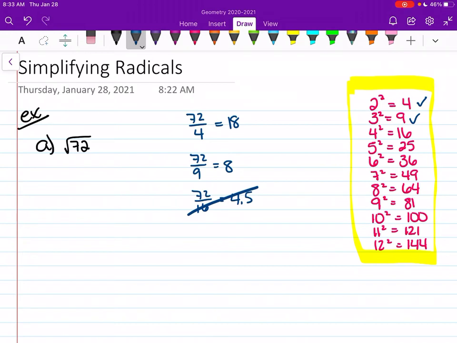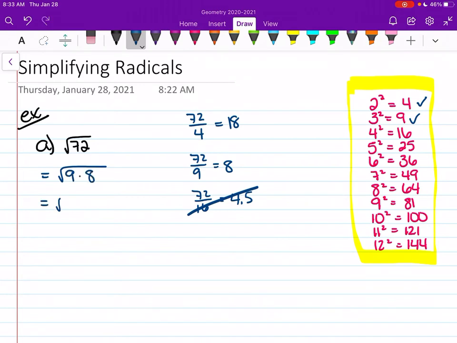So what I'm actually going to do is do this problem two ways. The first way is if we didn't find the biggest perfect square factor of 72, and the second way is if we did. So let's take a look at the first way. So let's say I check out 4 and 9, and I say, okay, well 9's bigger than 4, so let's go with 9. So then I can rewrite this as 72 is the same thing as 9 times 8.